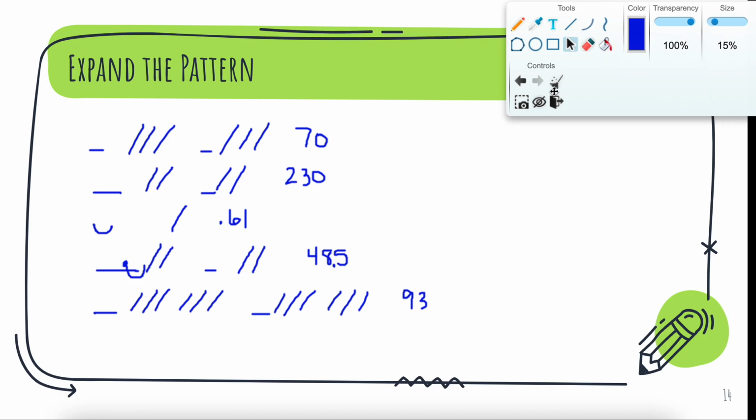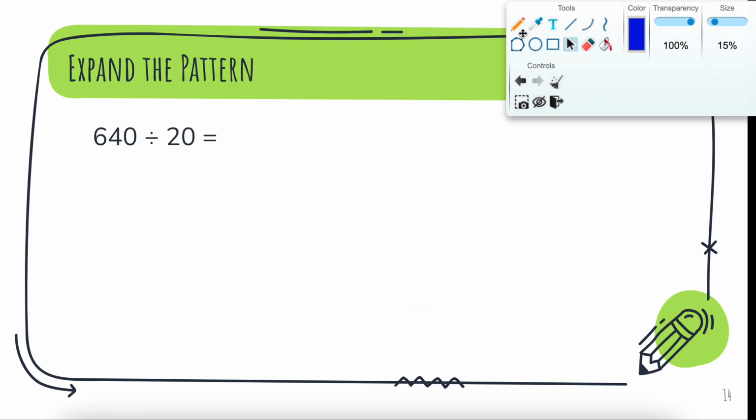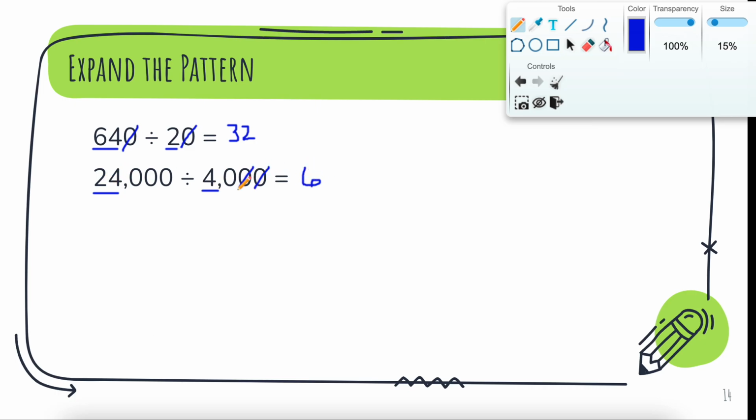Okay, if we expand that pattern now to look at some numbers that aren't necessarily dividing by something that begins with a 1, it's very similar. We're still going to do 64 divided by 2, so I know 6 divided by 2 is 3, 4 divided by 2 is 2, so that's 32. And each of those zeros can cancel out, so it's just 32. Here I'm going to do 24 divided by 4. 24 divided by 4 I know is 6. And I have 3 zeros that can cancel out these 3 zeros, so my answer is just 6.